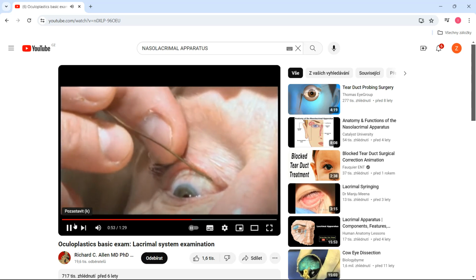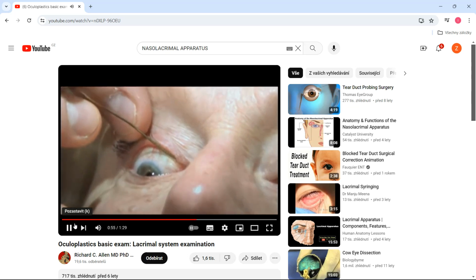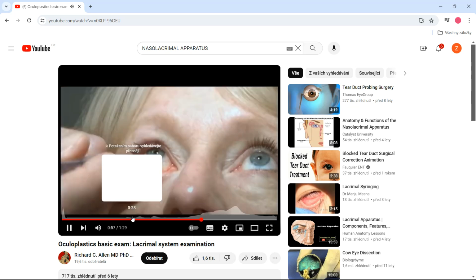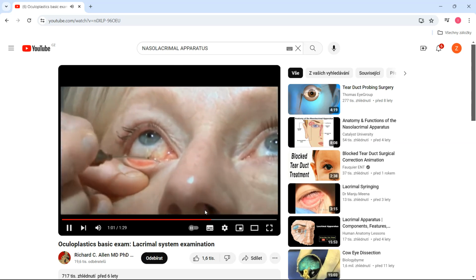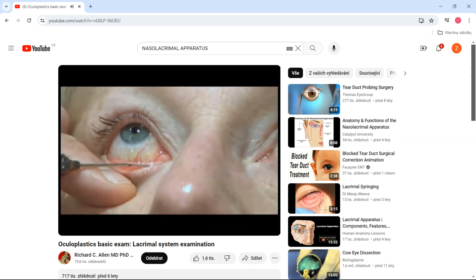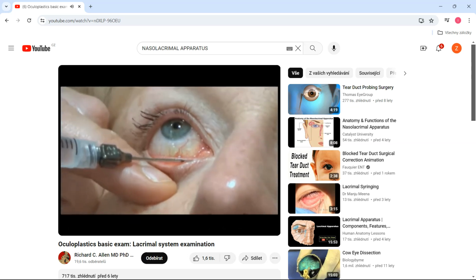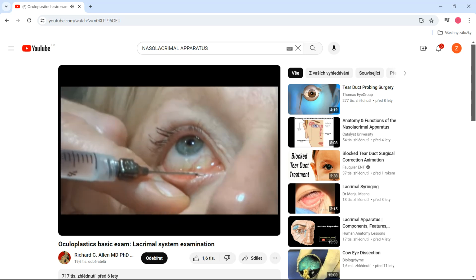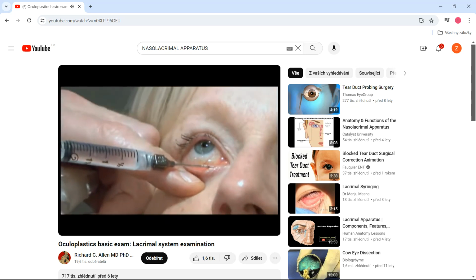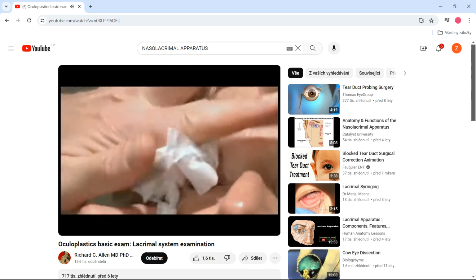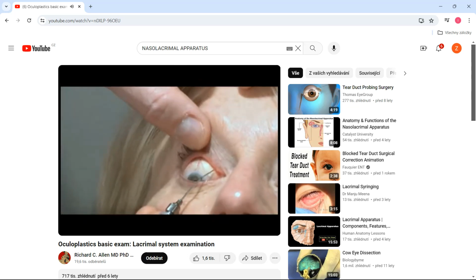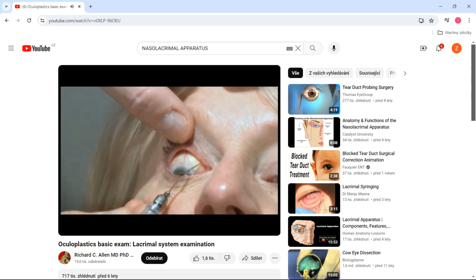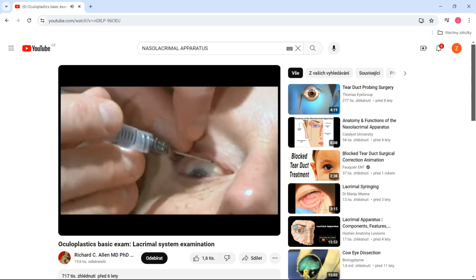A lacrimal cannula on a 3 cc syringe filled with saline is then used to evaluate the patency of the nasolacrimal duct. The lacrimal cannula is introduced into the canaliculus followed by irrigation with the saline. The patient should be able to taste the saline in the back of their throat if the nasolacrimal duct is not obstructed. The same can be done on the upper eyelid.